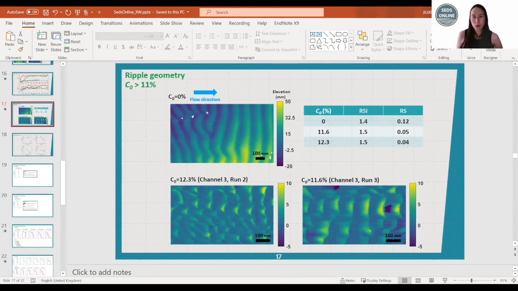So you think that the ripples from Jaco's work are more of an incipient stage? Yes, exactly. This is what we guess. These ripples are in the incipient stage, because if we compare to Jaco's earlier work on clean sand ripples, Jaco said, and research shows, the incipient ripples are two-dimensional and then gradually transform to three-dimensional.